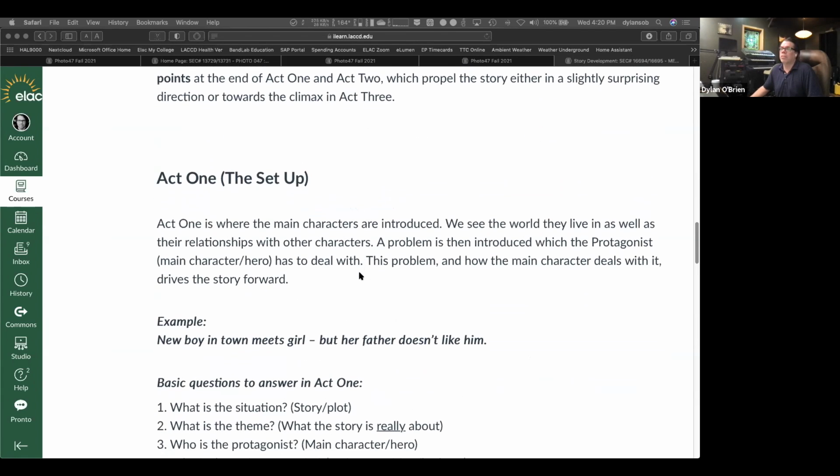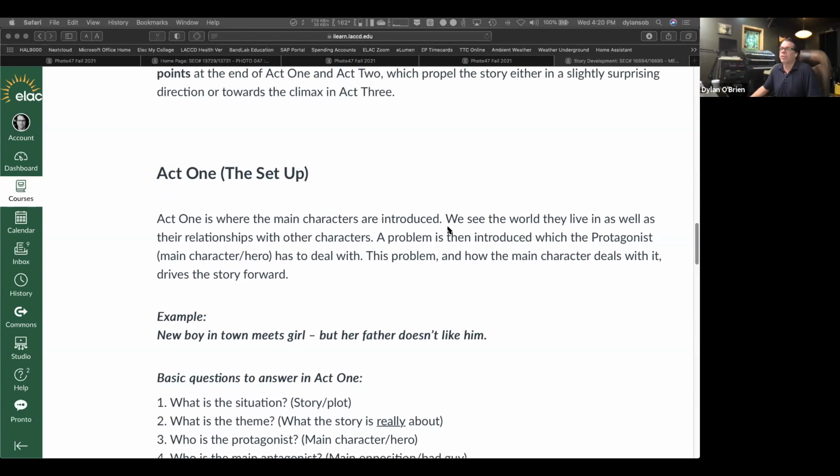So the setup. Act 1 is where the main characters are introduced. We see the world they live in, as well as their relationship with other characters. The problem is then introduced, which the protagonist, who is our main character, our hero, has to deal with. This problem and how the main character deals with it will drive the story forward.